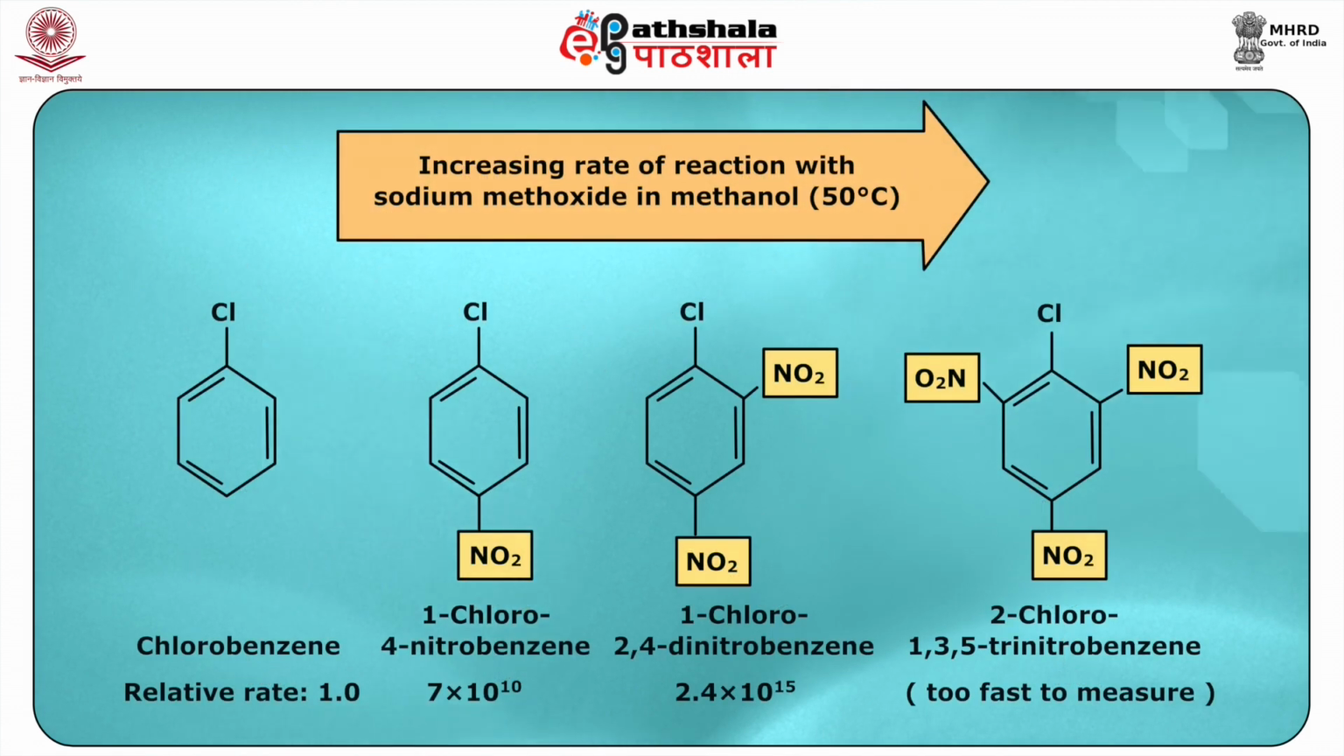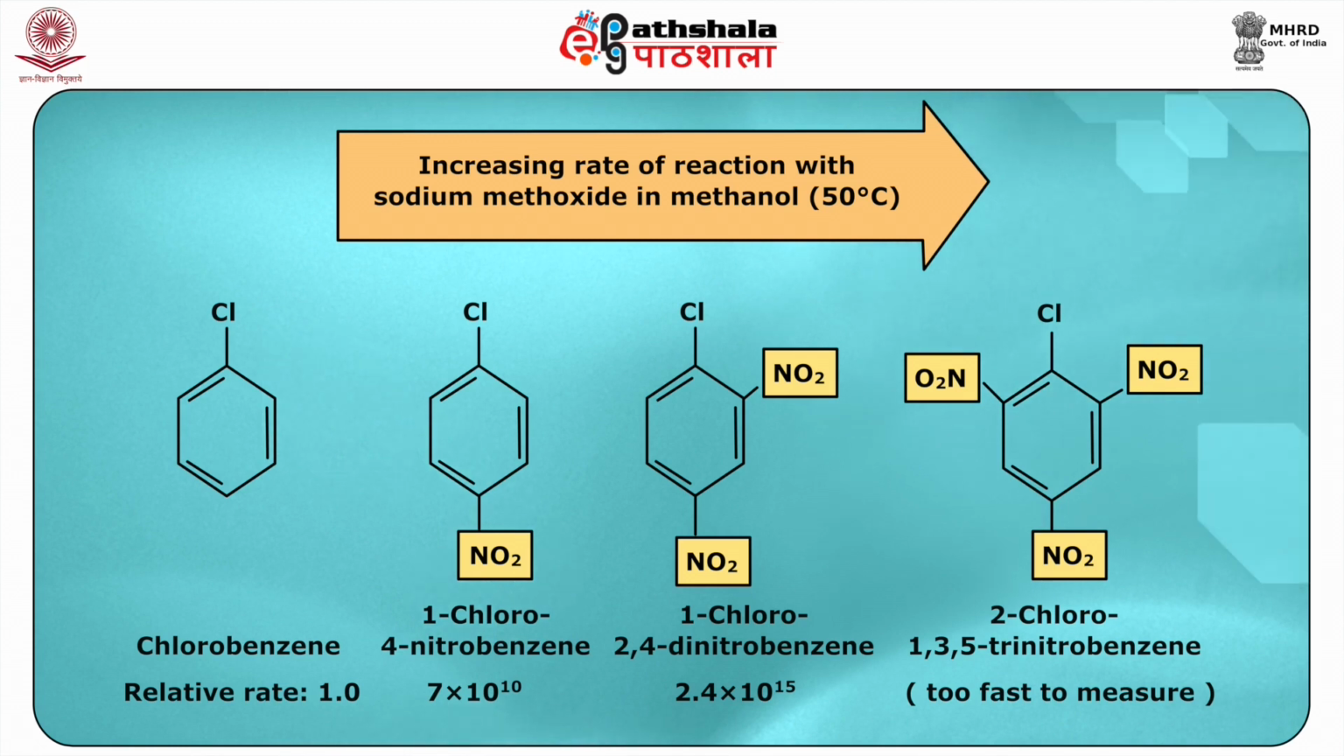Students, it is good to note that an increasing number of electron withdrawing groups also increases the reactivity of aryl halides drastically towards nucleophilic substitutions. To have a close look at the statement which I stated just before, you can see this figure showing the rate of reaction with sodium methoxide in methanol at 50 degrees Celsius. These are the reaction conditions, and you can see the increasing rate of reaction as you increase the number of electron withdrawing groups in chlorobenzene.